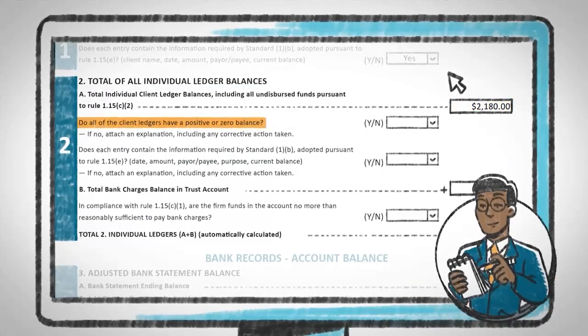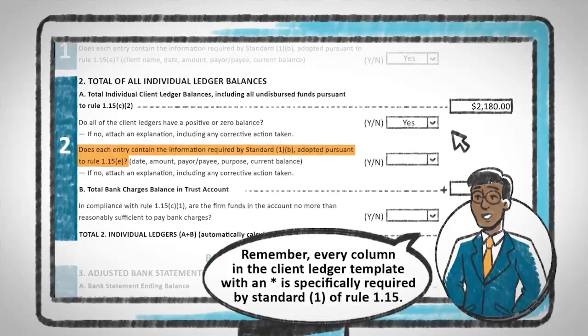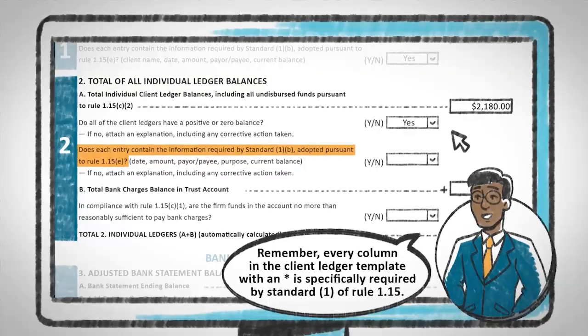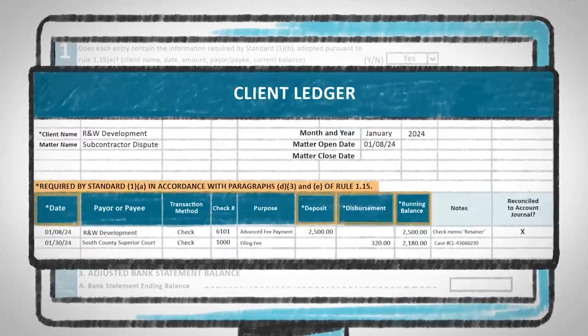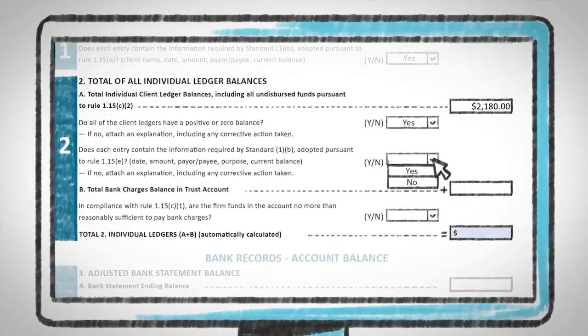Do all client ledger balances have a positive or zero balance? A negative balance could indicate a calculation error, or worse, client funds have been misappropriated. In all circumstances, you must investigate and take corrective action. The second question asks, does each entry contain the information required by Standard 1B? If you used the State Bar template or captured this information in your client ledgers, you can select Yes.